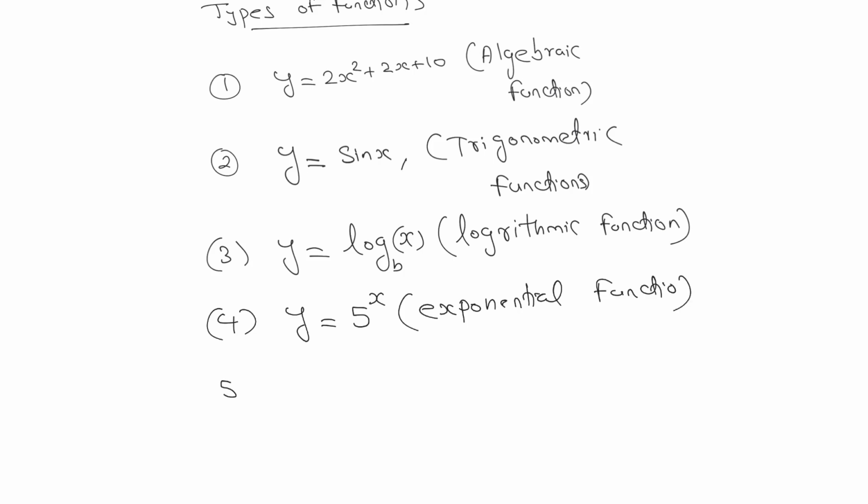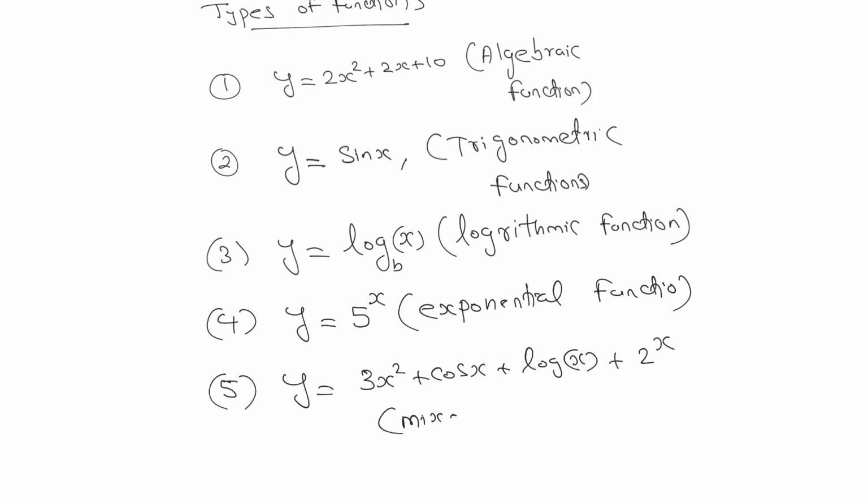Like that, there may be a combination of these functions also. If you're writing y is equal to 3x square, which is an algebraic function, plus cos x, which is a trigonometric function, plus log of x, which is a logarithmic function, plus 2 raised to x, which is an exponential function. So it may be a combination of these functions, and then it is known as a mixed function.